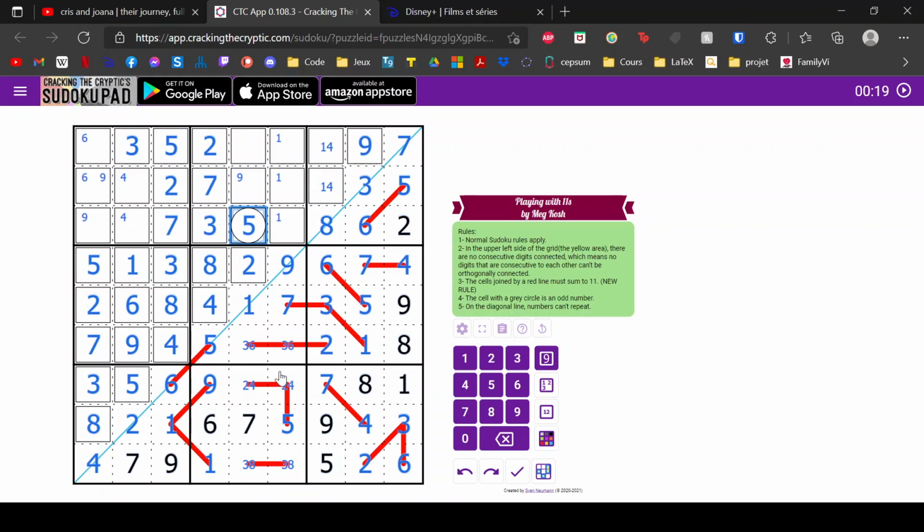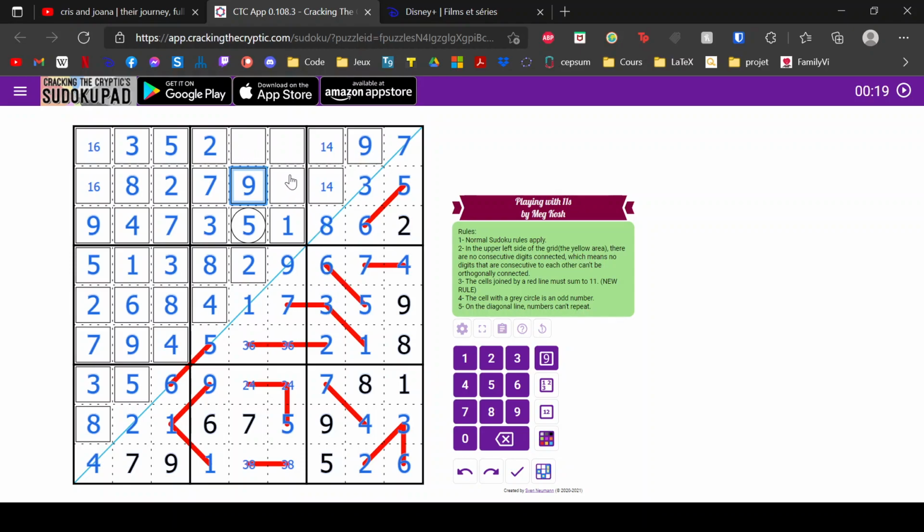5, 3, 6, 4. Okay, these are 1, 2, 3, 4, 8. That's not a 9. That is the 1, 6. So that is a 1. That is a 9.